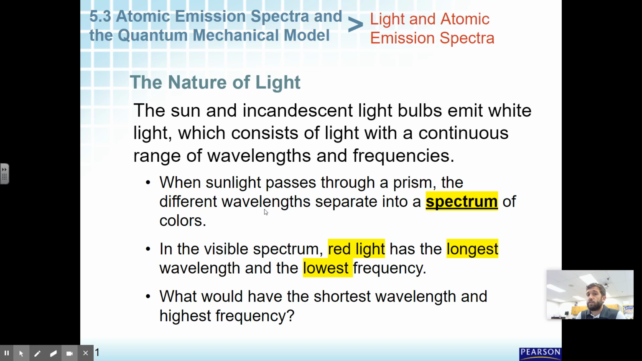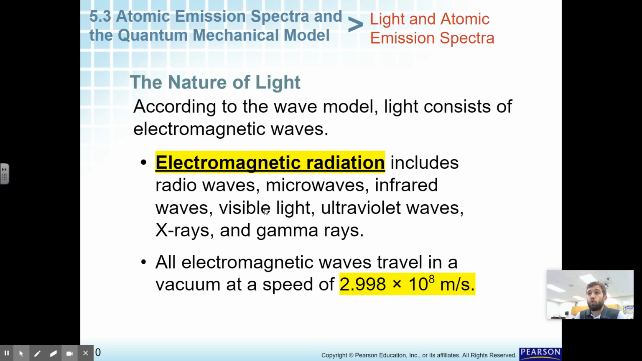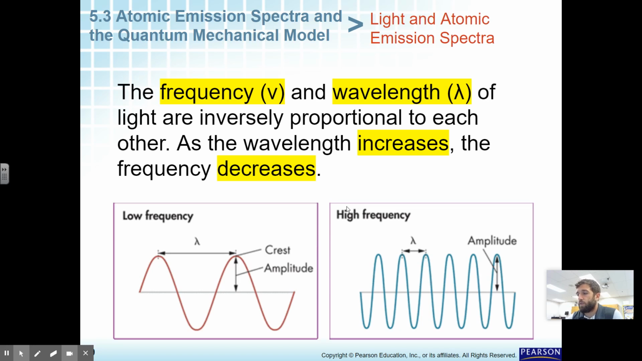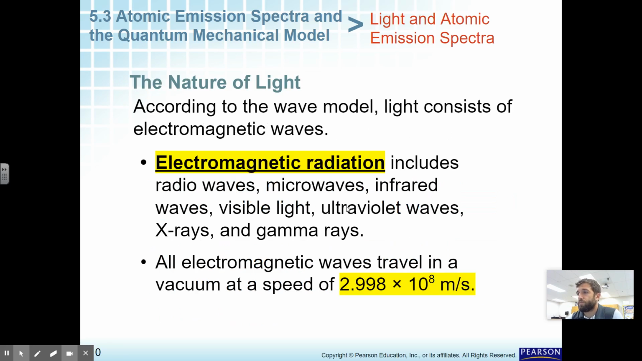The red light has the longest wavelength and it has the lowest frequency. So if you think about the rainbow, you have Roy G. Biv: red, orange, yellow, green, blue, indigo, violet. I knew I was forgetting one. Violet would have the shortest wavelength and the highest frequency.